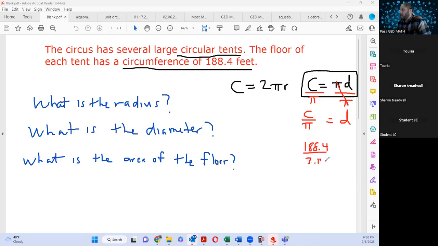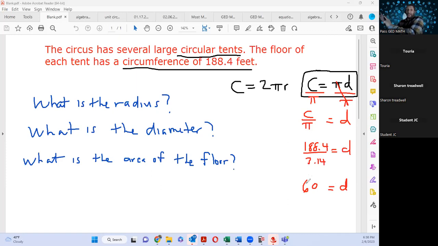So what I want you to do, if you have your calculator, is 188.4 divided by 3.14 and tell me what you get. I got 60. Okay. Did anybody else get 60? I got 30 in the results. Okay, so you gave me two different answers.